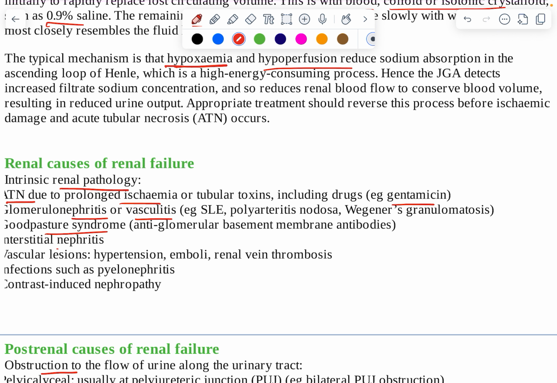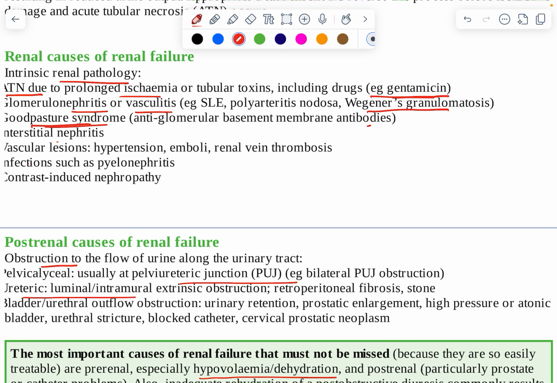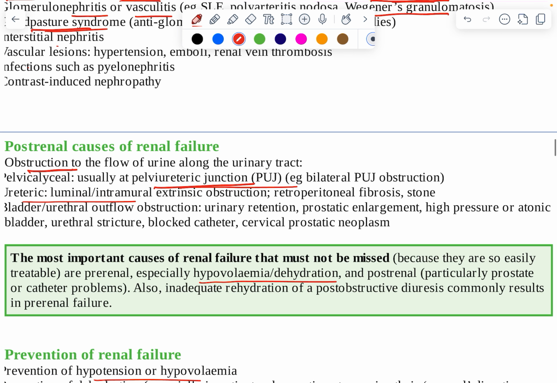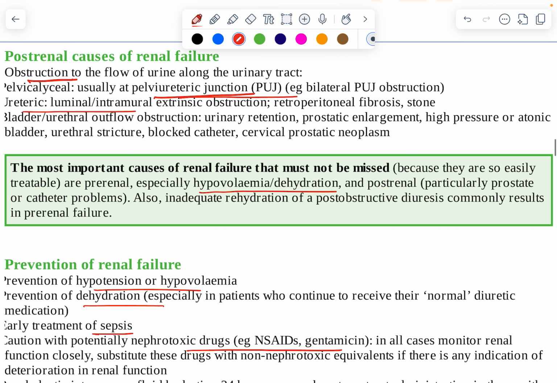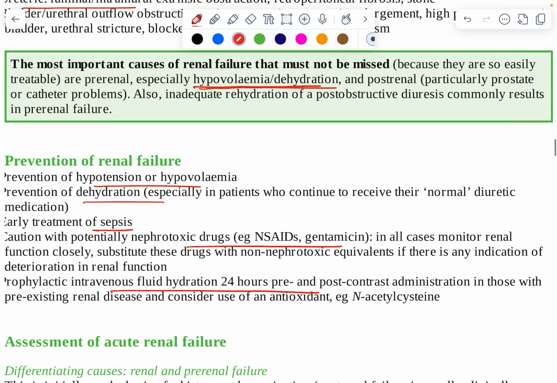Renal causes of renal failure include intrinsic renal pathology: acute tubular necrosis due to prolonged ischemia or tubular toxins, including drugs like gentamicin; glomerulonephritis; vasculitis seen in Wegener's granulomatosis; Goodpasture syndrome with anti-glomerular basement membrane antibodies; and vascular lesions such as hypertension, emboli and thrombosis. Post-renal causes are obstruction to the flow of urine, which may be unilateral or bilateral pelviureteric junction obstruction, a blocked catheter, or a cervical lesion. The most important causes of renal failure that must not be missed, because they are so easily treatable, are hypovolemic dehydration and post-renal prostate or catheter problems.